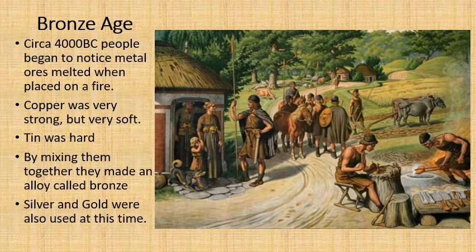And what they were discovering was metal. In that time, they discovered two different metals. They first discovered copper. There were some rocks that had copper ore in them. Now, copper was very strong. It's got good strength. The trouble with copper is it's also very soft. You can scratch it and bend it really easily.